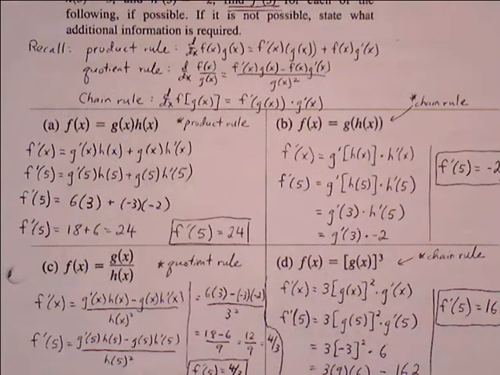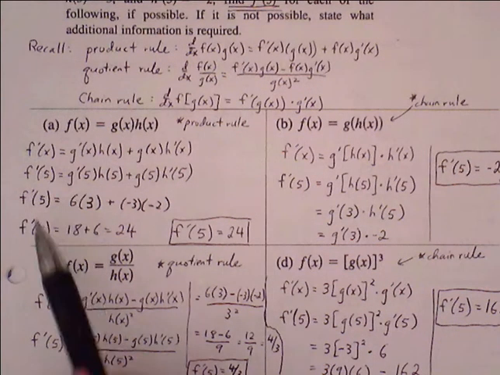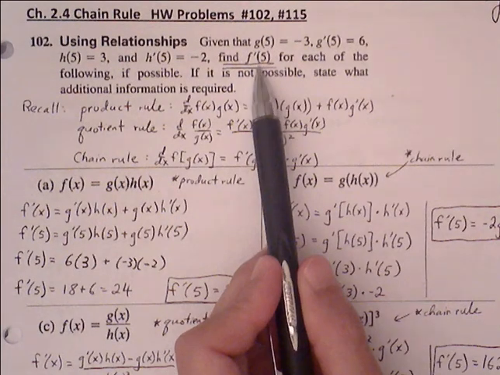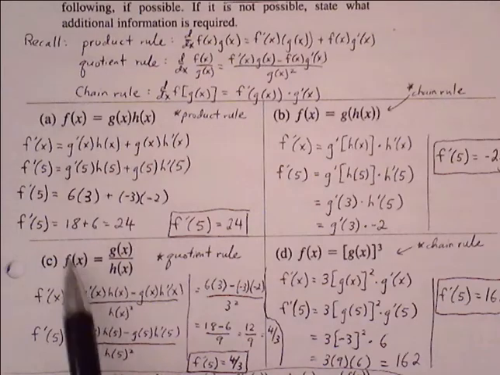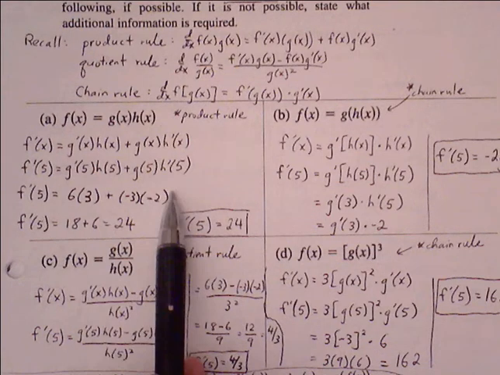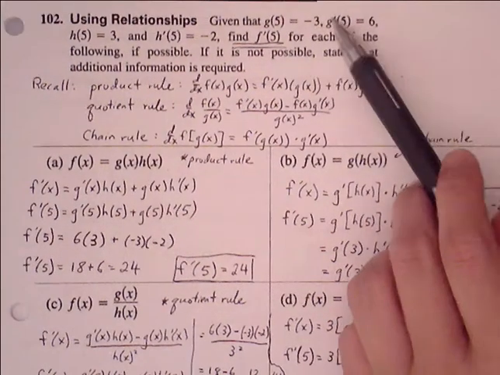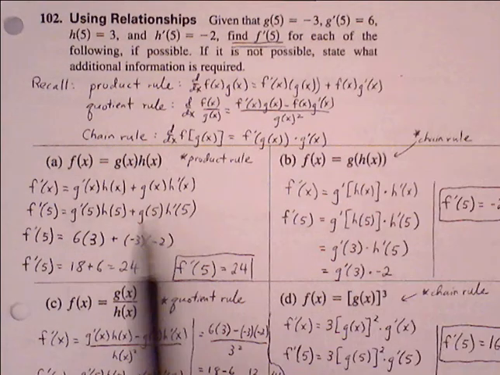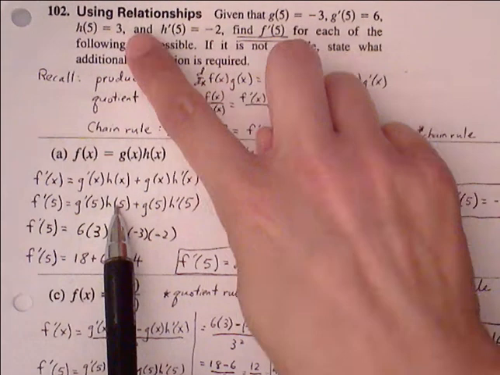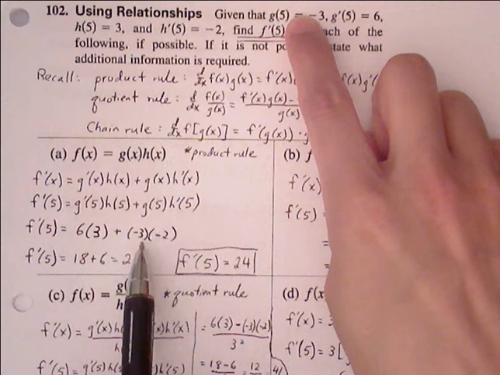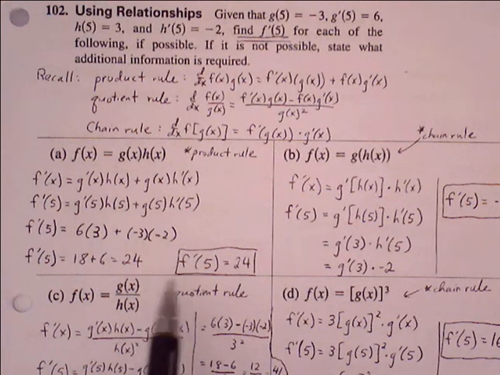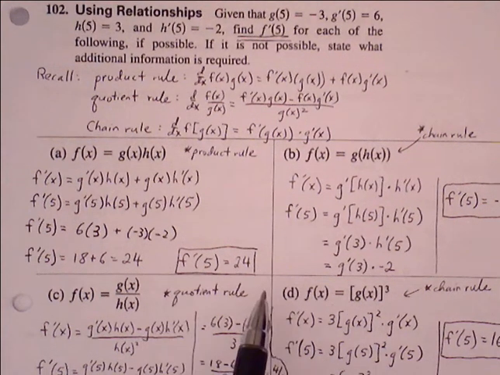Once we have product rule spelled out, replace every x with 5, since with all these problems we're trying to find f prime of 5. So g prime of 5 times h of 5 plus g of 5 times h prime of 5. All these values are given to us. g prime of 5 is 6. h of 5 is 3. g of 5 is negative 3. And h prime of 5 is negative 2. So 18 plus 6 gives us 24. So f prime of 5 is going to be 24.